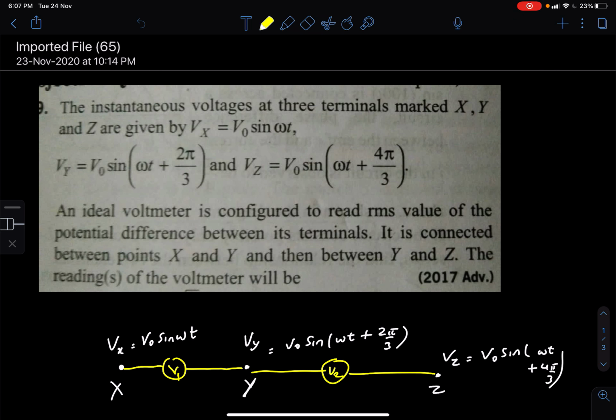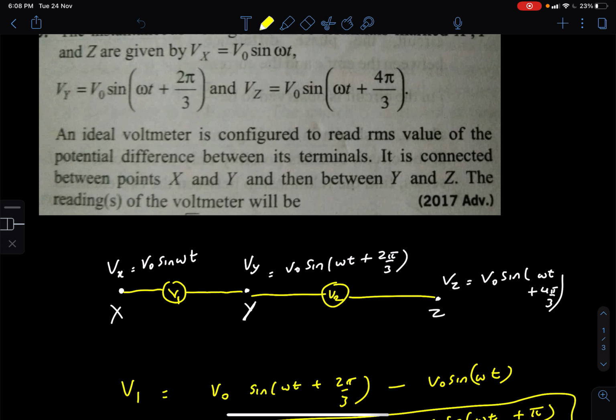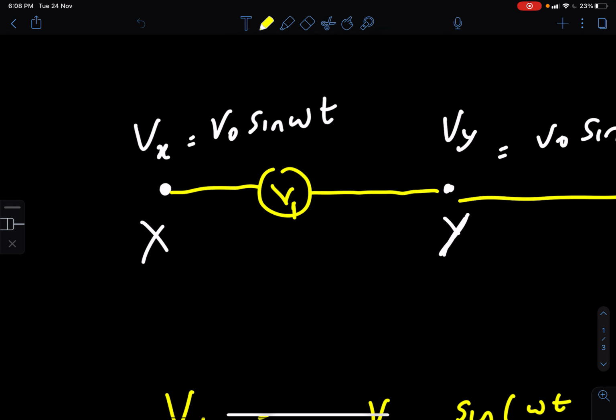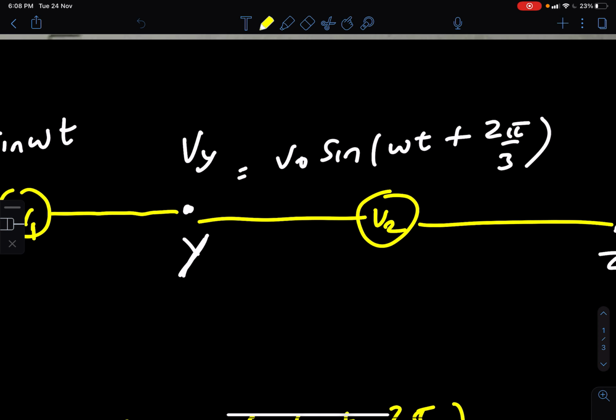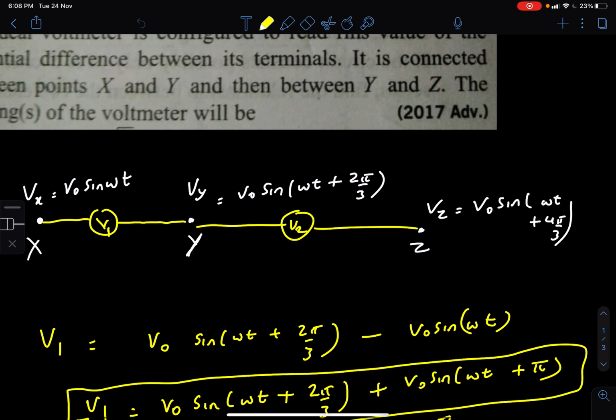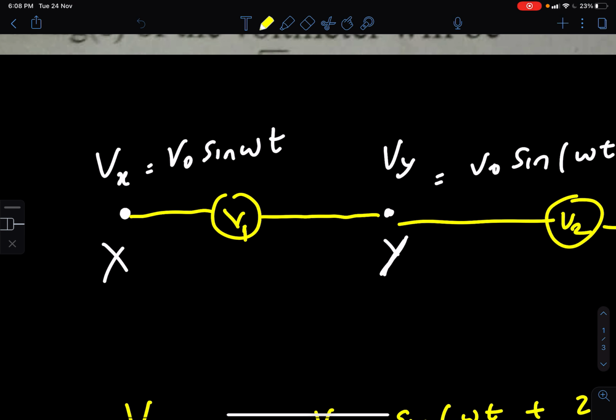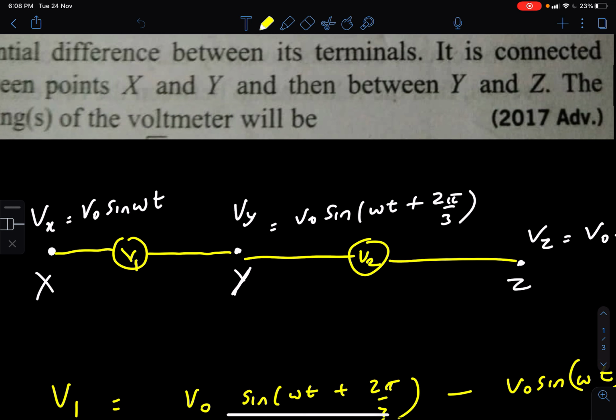Okay, you see this question, and this is a very nice question in which there are three terminals x, y, and z, and at each of these 3 points x, y, and z, some or the other potential is defined. For example, potential of x point is v naught sin omega t. Similarly, there is a potential of y and potential of z also defined.